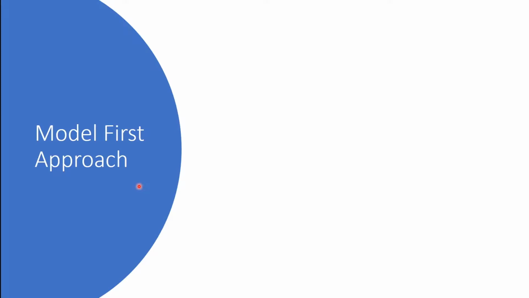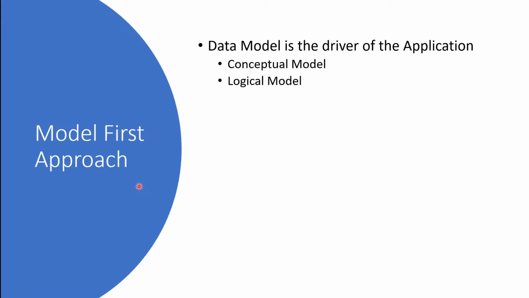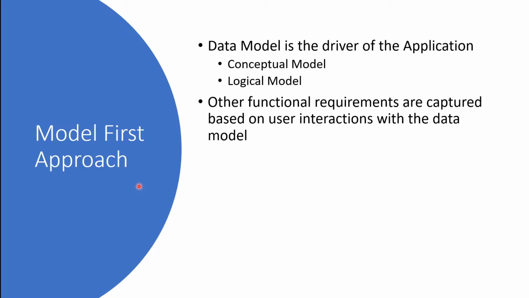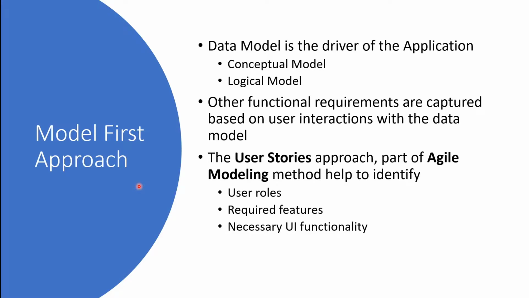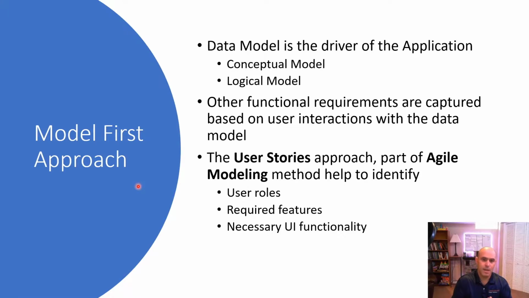So we know we take this model first approach, right? And we focus on data and we build our models out, but we really need to think about our other functional requirements that are captured. And the way that I like to do this is using user stories from the Agile modeling method. And they help me to identify during the analysis phase who these key stakeholders are, what their roles are, what features they require of the application that we're building, and what is the necessary functionality from a presentation layer standpoint, and what is the necessary features from a business logic standpoint.